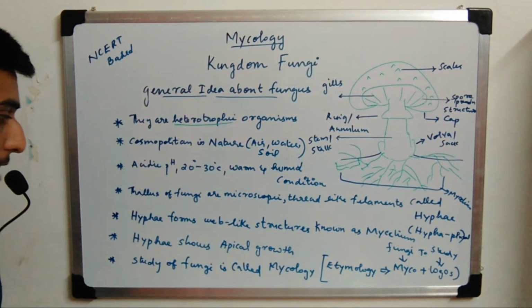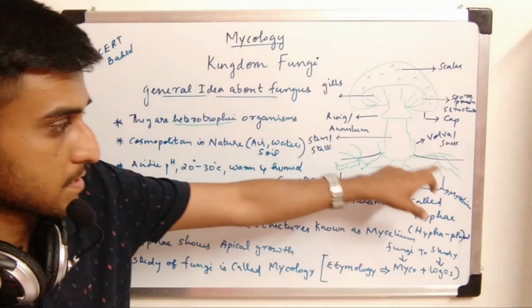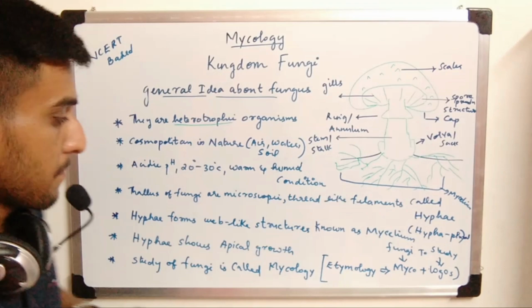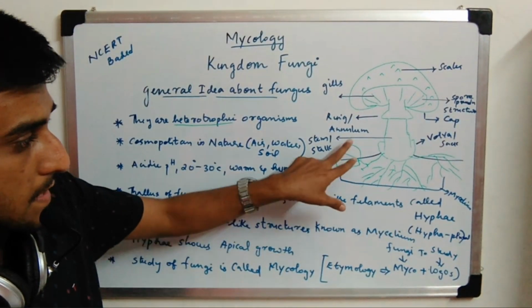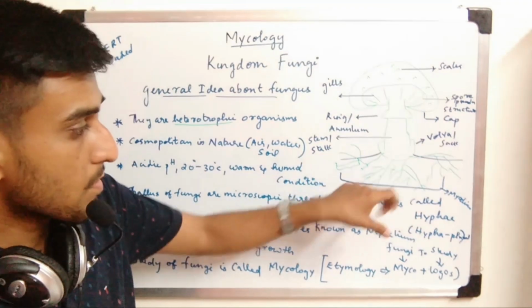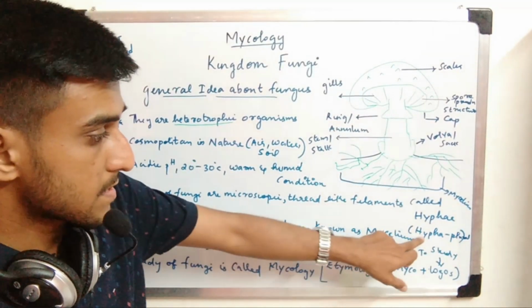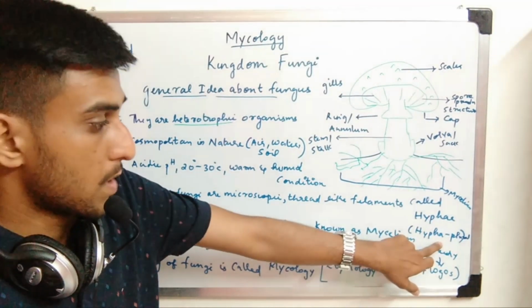Next, hyphae form a web-like structure which is known as the mycelium. The entire part is known as the mycelium. And what is a hypha? A hypha is the unit structure, the individual piece. A collection of hyphae is known as mycelium. Hyphae is the plural of hypha.